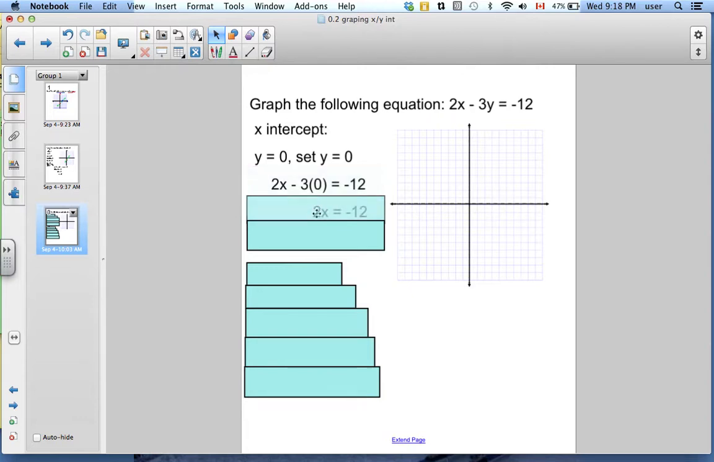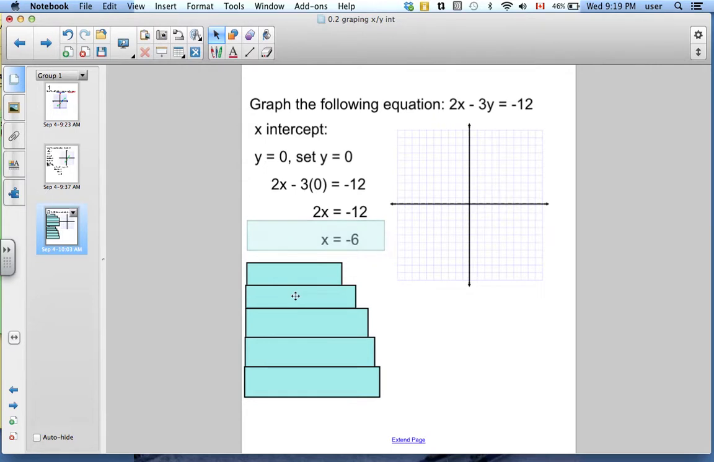Well, the 2 is multiplied by the x, so we have to undo it. When we undo it, we are dividing by 2. So we get x equals negative 12 divided by 2. When we divide by 2, we get negative 6. Positive divided by negative gives us a negative. Next thing we're going to do is solve for our y-intercept.